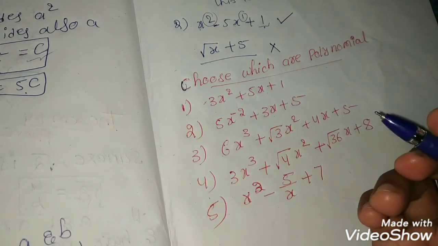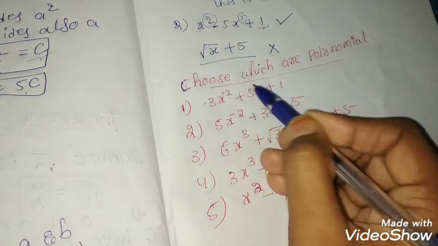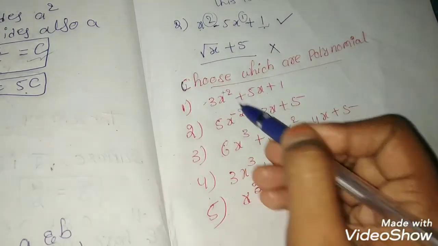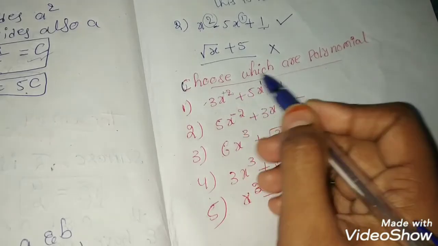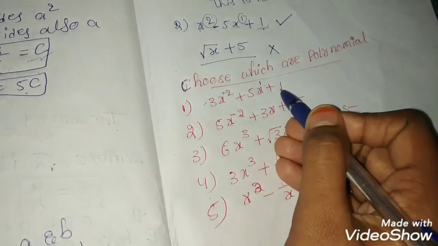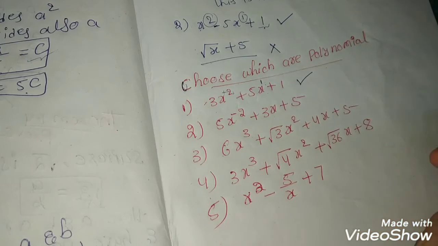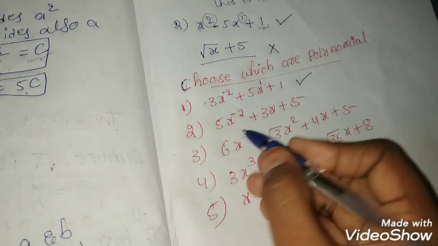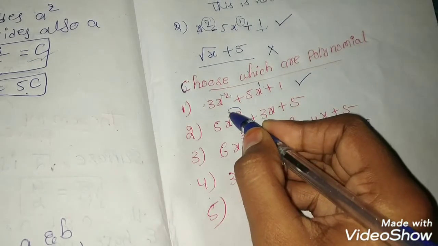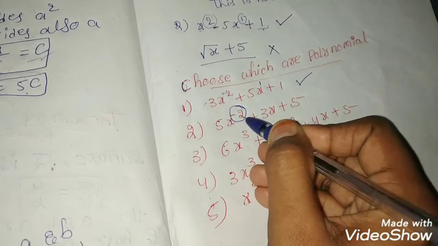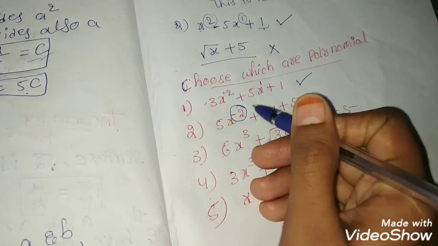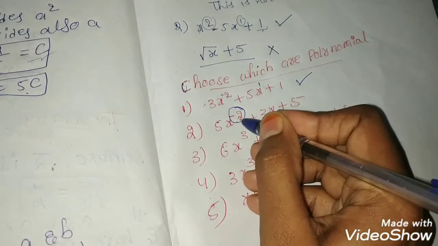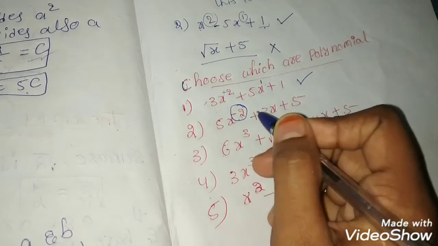You have to choose. See here we have plus 2, x square we have, x power 1 we have. So we have positive integral powers, and we have variables also. So definitely we can say this is a polynomial. And now check here. See here, minus 2. Minus 2 is a negative integral power. What do we need? We need non-negative integral powers, but here they have given a negative integral power.